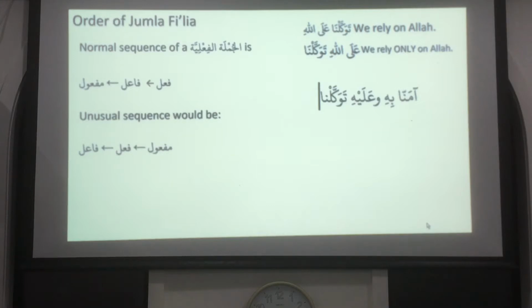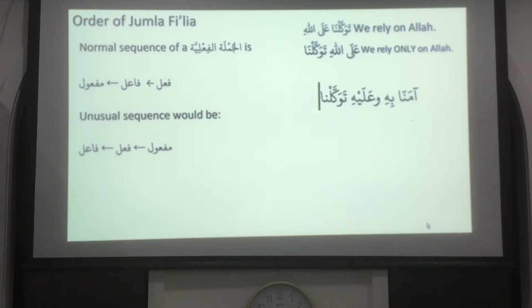Look at this one. Amanna bihi wa alayhi tawakkalna. What does amanna mean? We believed. That's the nahnu version. There's a tasdeed because amana and then na. So in the reading rule, amanna. Don't worry about the tasdeed, it's the reading rule. Amana means he believed, and amanna means we believed. We believed in him. Is it a normal sequence?